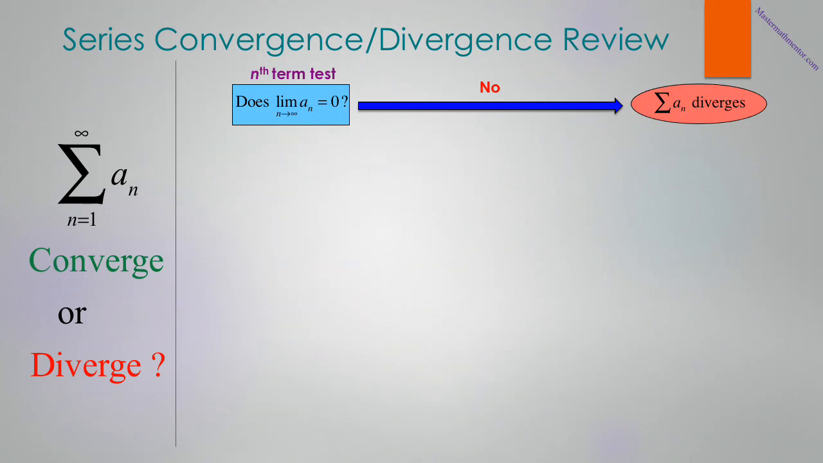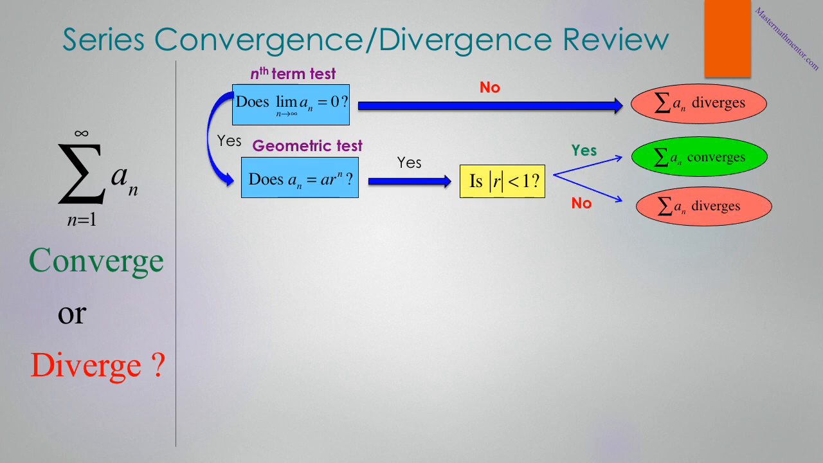Our first step is usually the easiest and the quickest, the nth term test. You ask yourself, does the limit as n approaches infinity of a sub n equal 0? If the answer to that is no, then summation of a sub n diverges and you're done. If our series passes the nth term test, then we look for a special form.